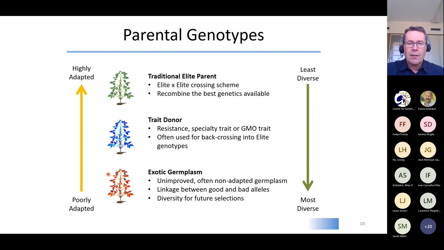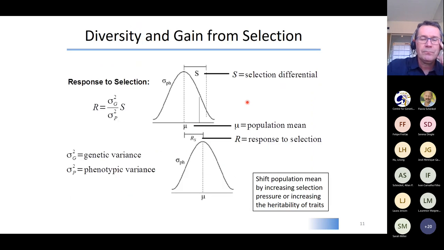As far as how the diversity goes, the exotic germplasms are typically poorly adapted, and the elite parents are always highly adapted to the target region of selection and breeding. Diversity goes in the opposite direction, with the least diversity in the elite parents and the most diversity in exotic germplasm.